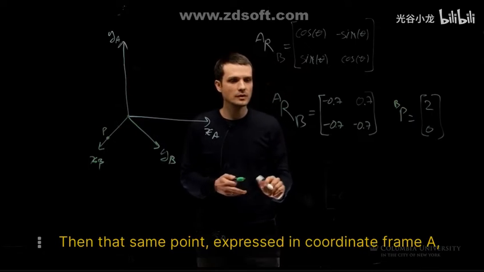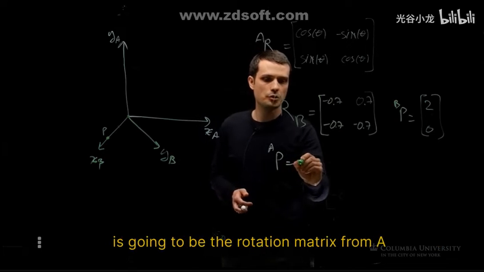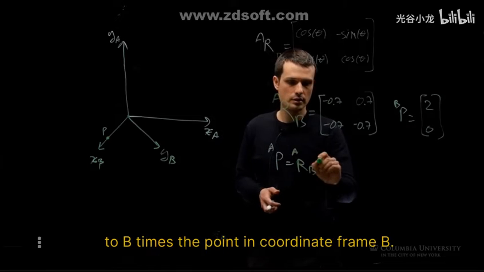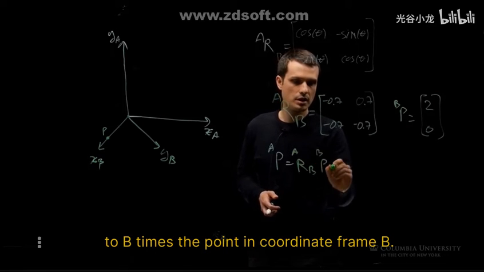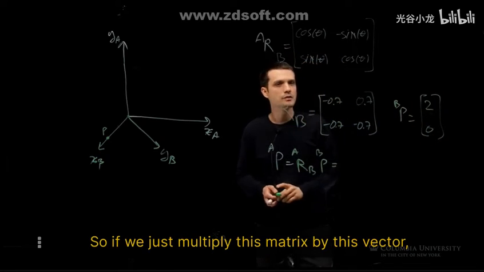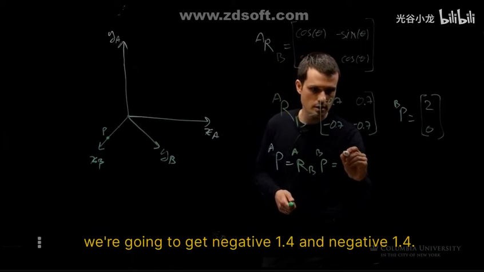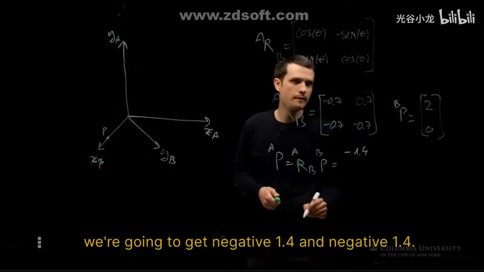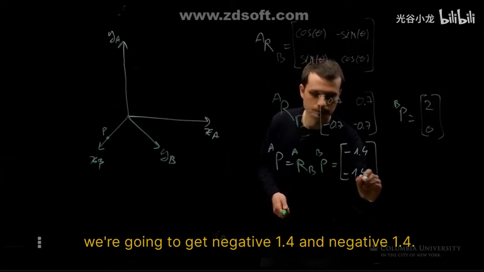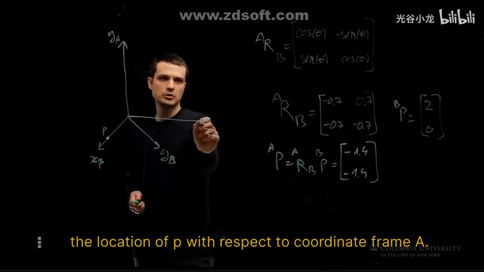Okay. Then that same point, expressed in coordinate frame A, is going to be the rotation matrix from A to B times the point in coordinate frame B. So if we just multiply this matrix by this vector, we're going to get negative 1.4 and negative 1.4. And you can easily check that that is indeed the location of P with respect to coordinate frame A.